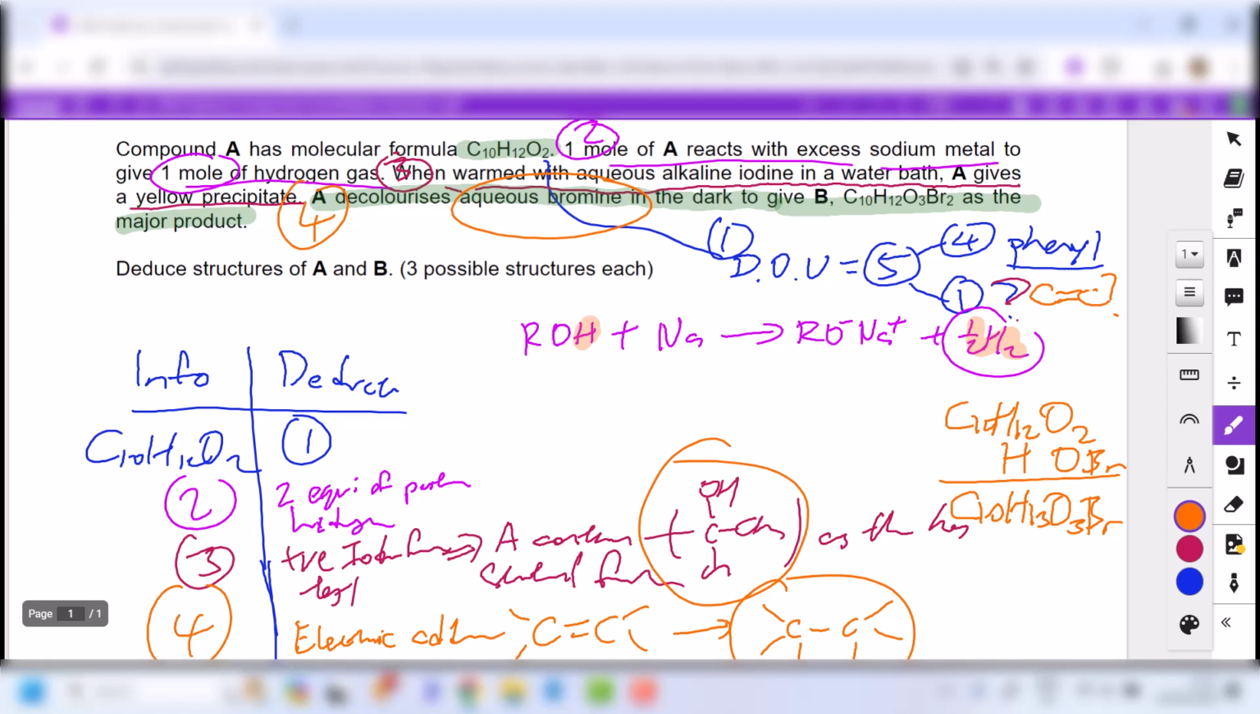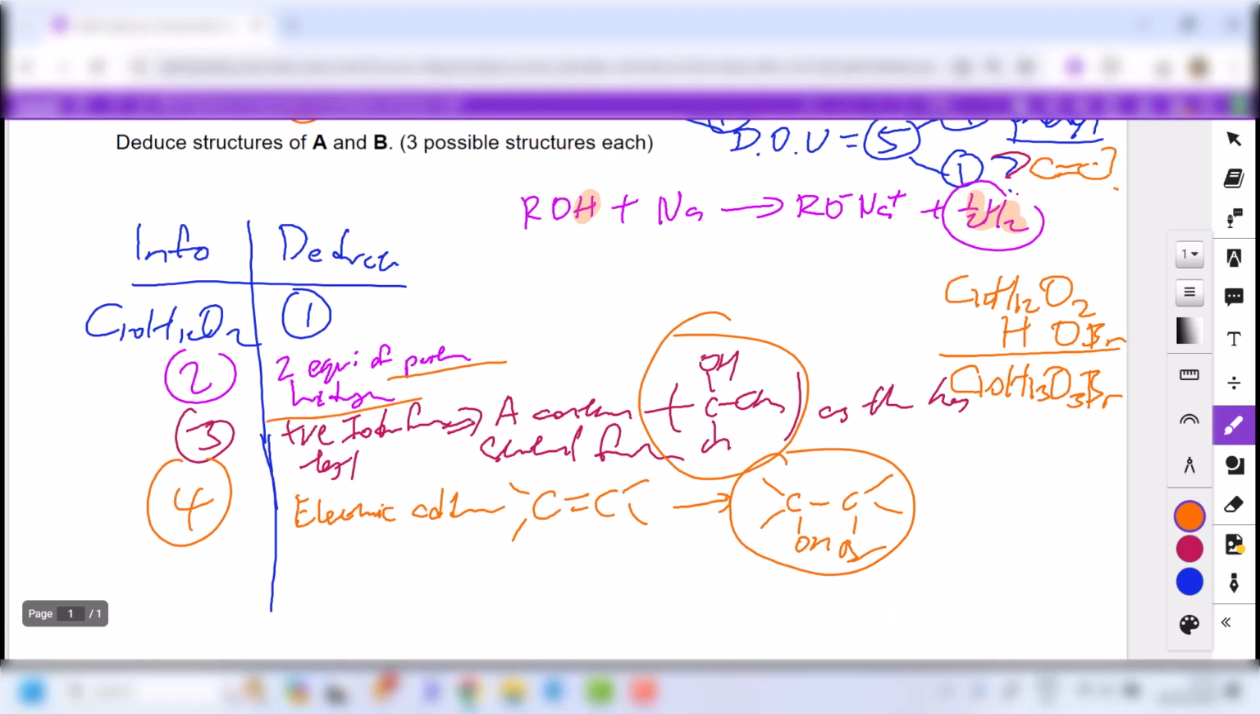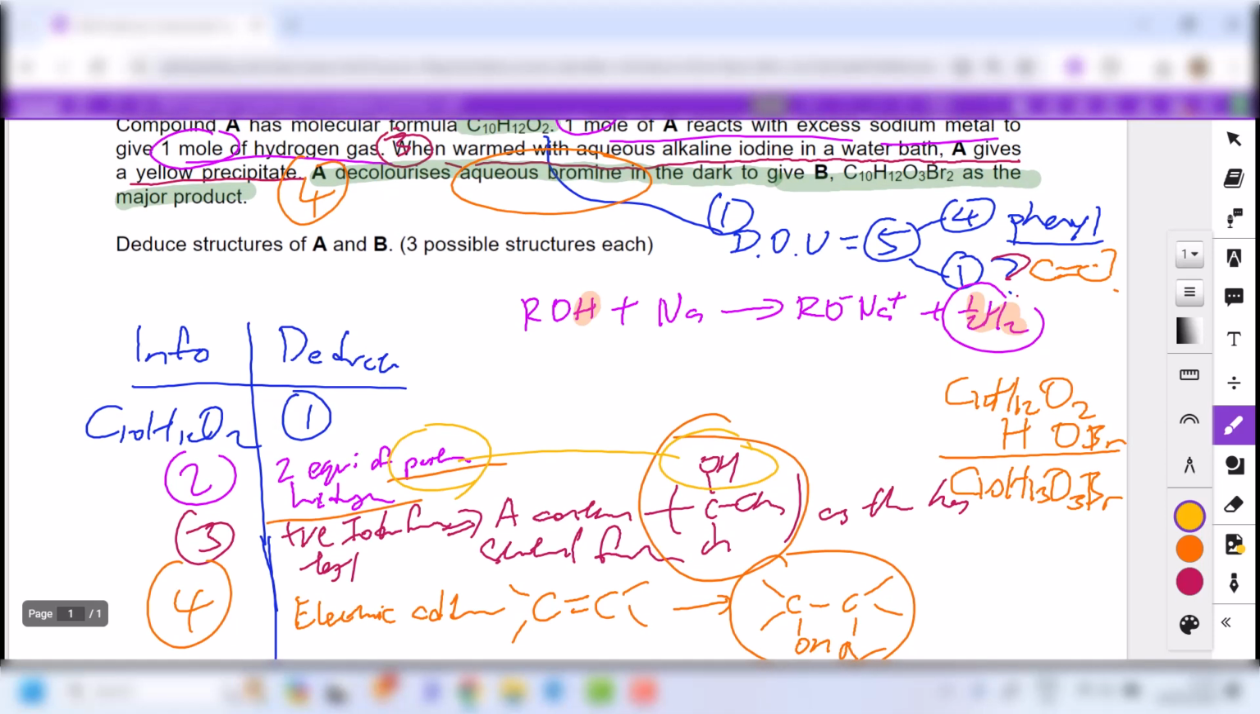Then another question arises. Where is the other protonic hydrogen? From the limited information we are given, you know that one of the protonic hydrogens must be from the methyl alcohol, so this one must be from here. Then what about the other protonic hydrogen? You need to put the clues side by side. I need an extra protonic hydrogen, and at the same time it is able to allow the decolorization of aqueous bromine.